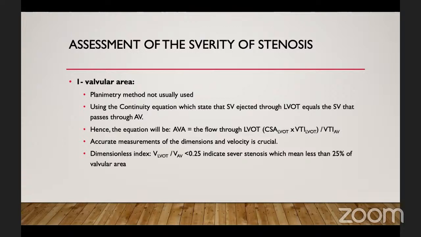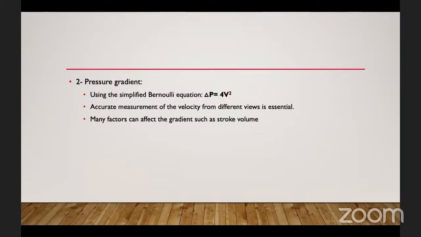So you assess the flow through the LVOT, which is equal to the flow in the aortic valve. You know the LVOT area, and you can pulse the LVOT with the Doppler, then you're going to know the maximum velocity. From that, if you divide it by the VTI of the aortic valve, you can get the aortic valve area. And this is an accurate measurement. It's very important in this method to know the hemodynamics and the LV function of that patient, because sometimes we will come to it.